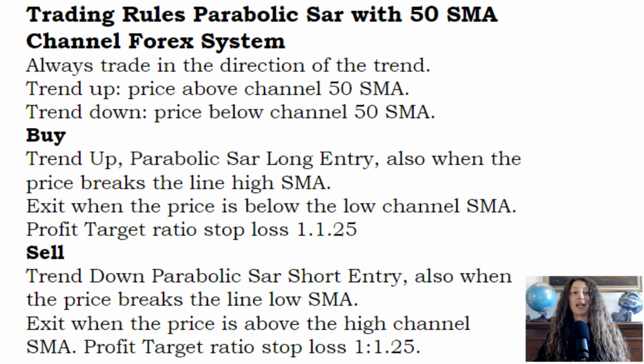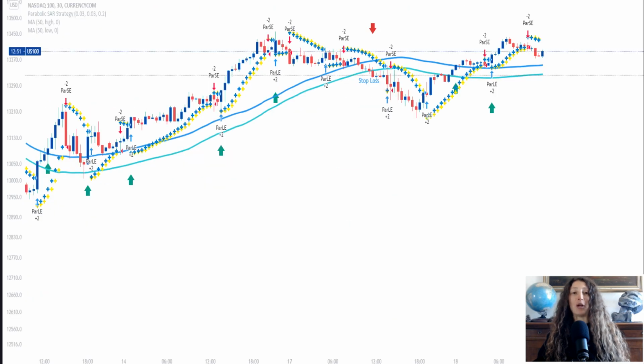Buy: trend up, Parabolic SAR long entry, also when the price breaks the line high SMA. Exit when the price is below the low channel SMA. Profit target ratio to stop loss, 1 to 1.55.